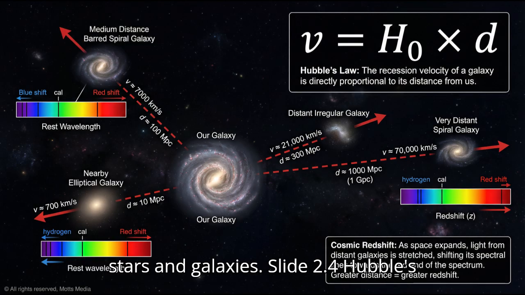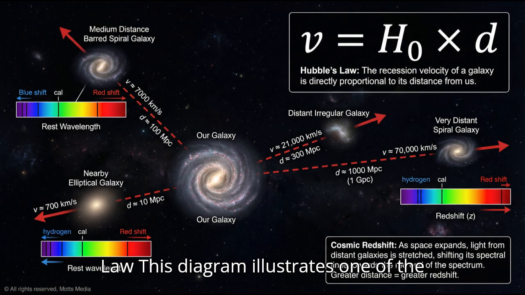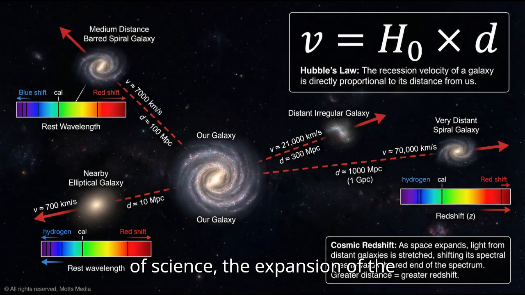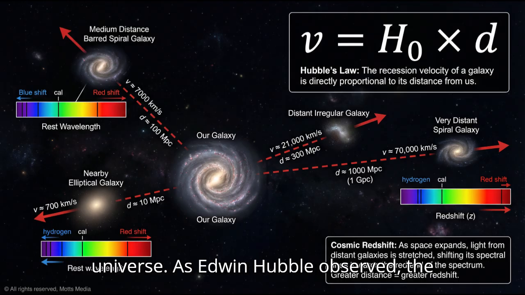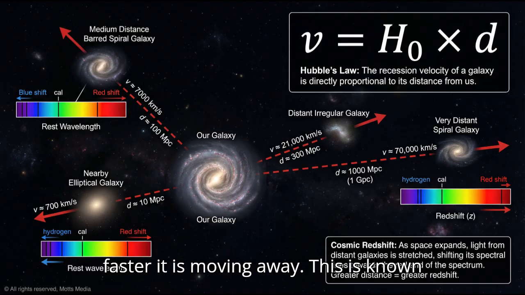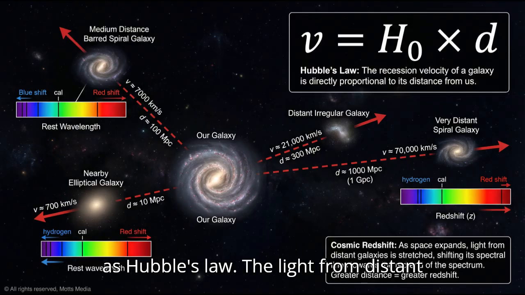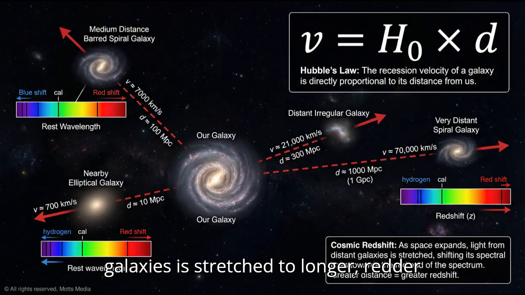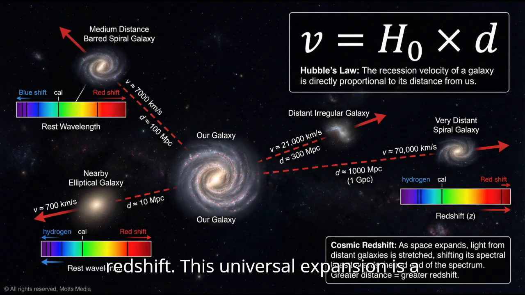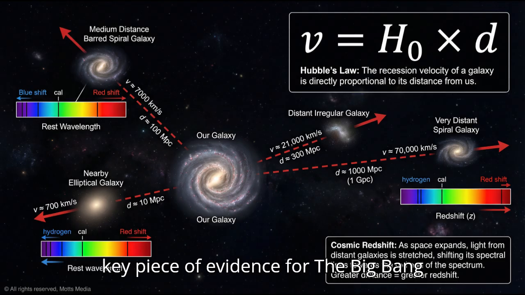Slide 2.4 Hubble's Law. This diagram illustrates one of the most important discoveries in the history of science: the expansion of the universe. As Edwin Hubble observed, the farther away a galaxy is from us, the faster it is moving away. This is known as Hubble's Law. The light from distant galaxies is stretched to longer, redder wavelengths, a phenomenon called redshift. This universal expansion is a key piece of evidence for the Big Bang Theory.